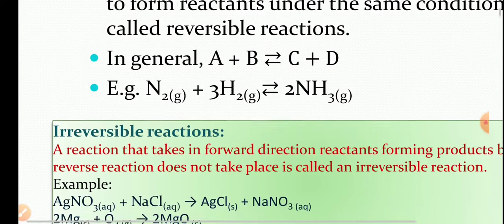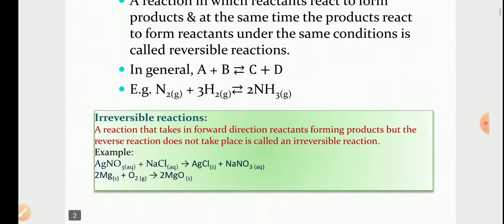What are the conditions for a reversible reaction? In a reversible reaction, the rate of the forward reaction and the backward reaction will be the same. But now I want to discuss the irreversible reaction. An irreversible reaction is unidirectional. If a change happens, there will be no chance to come back to its initial stage.